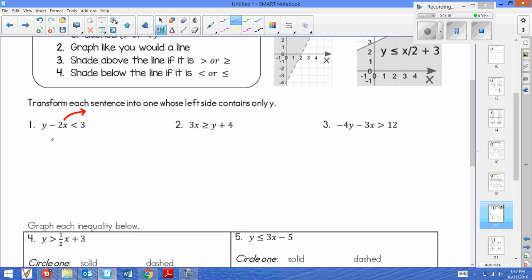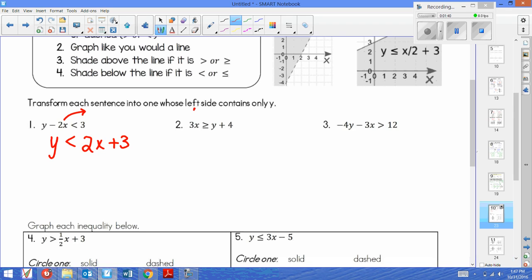I'm just going to use my sorting. The y stays the same. My less than symbol stays the same. The 2x had to be moved over, and it became positive because it switched sides. So this becomes 2x plus 3. That's it. Okay, let's sort in number 2.